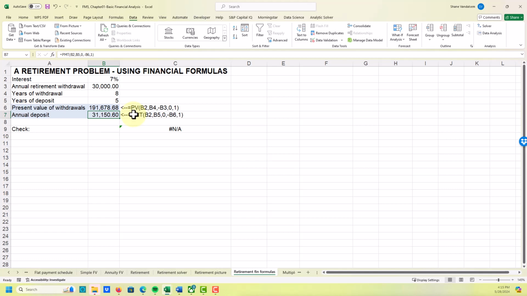Please let me know if you have any questions about the calculations here and the idea of this retirement problem. It can be a kind of complicated problem to think about, and hopefully this helps you out with that.